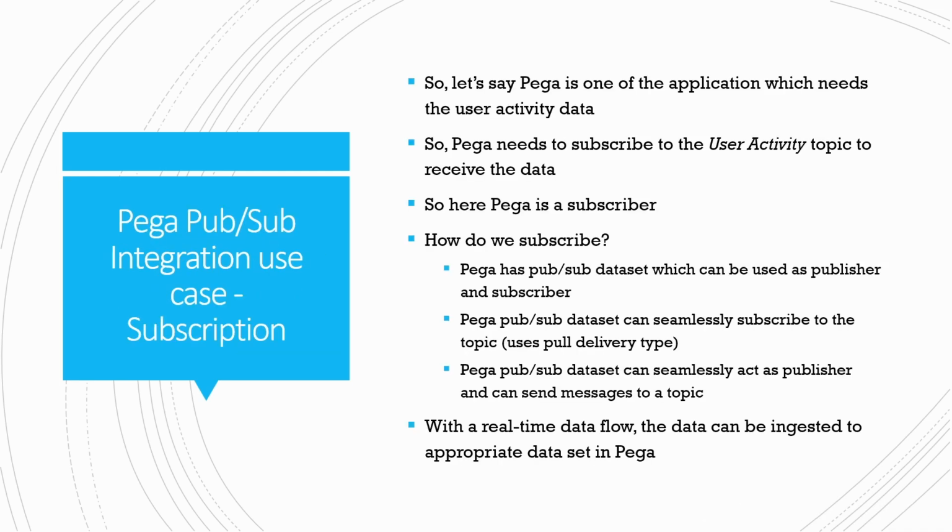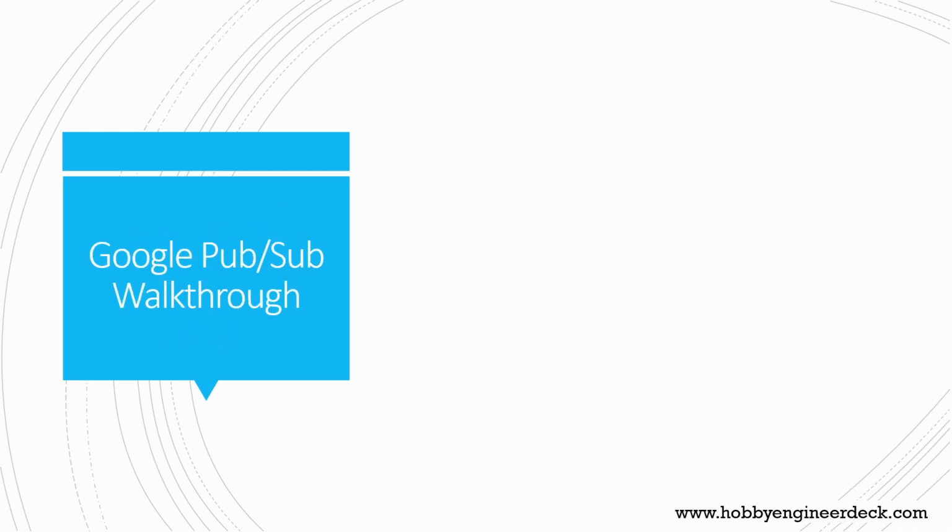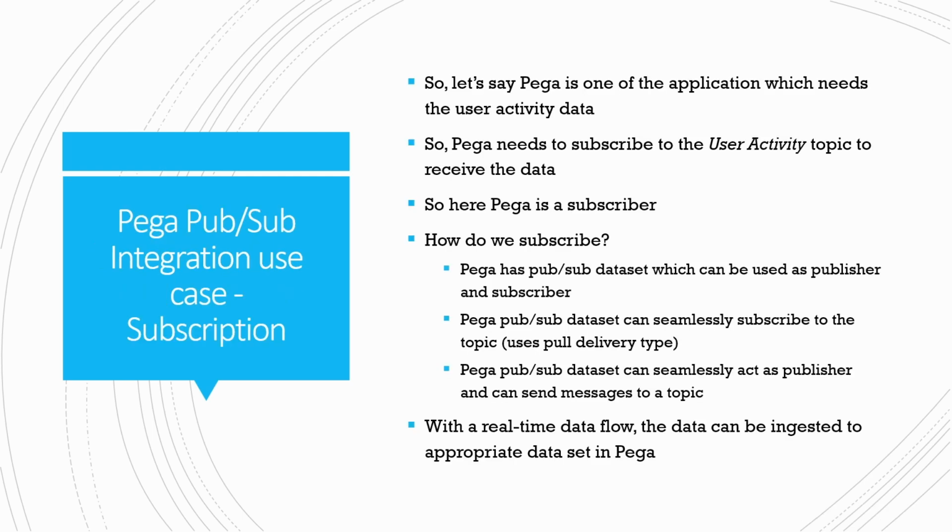Yeah, so let's close this video. In the next video, we will walk through Google PubSub. We will create a particular topic, and also we will create a service account. Okay, and then we will do our Pega configurations. Basically, we are going to see two use cases. One is the subscription use case, and the other one is the publisher use case. So we are going to cover two use cases.